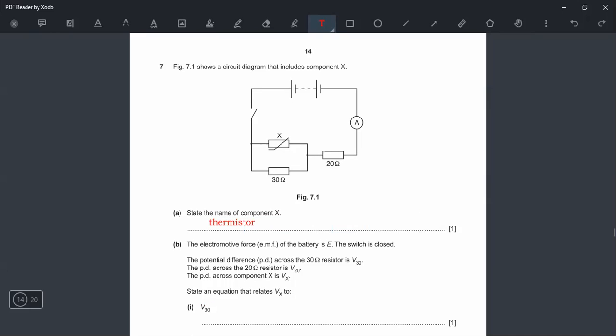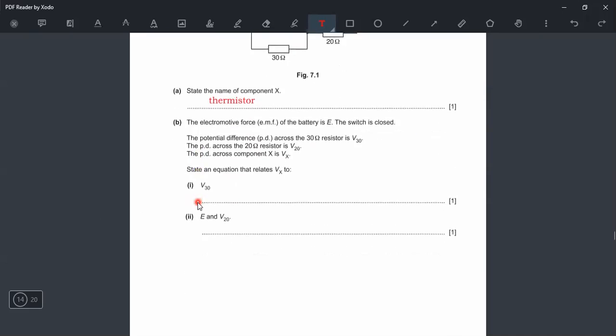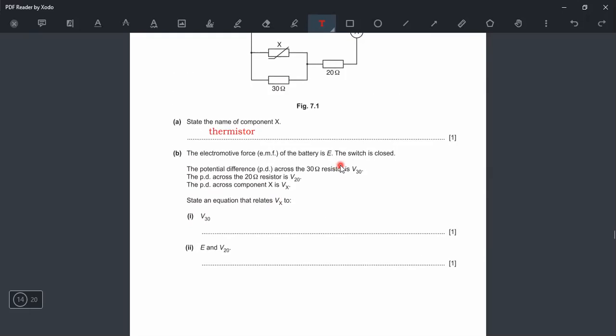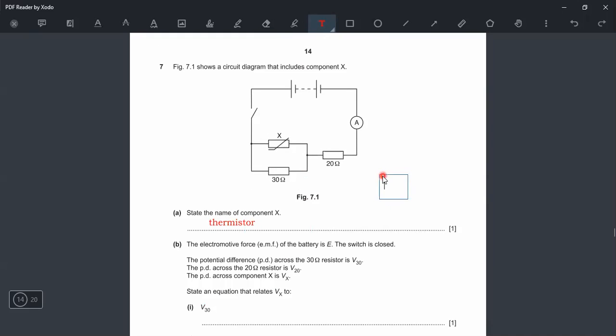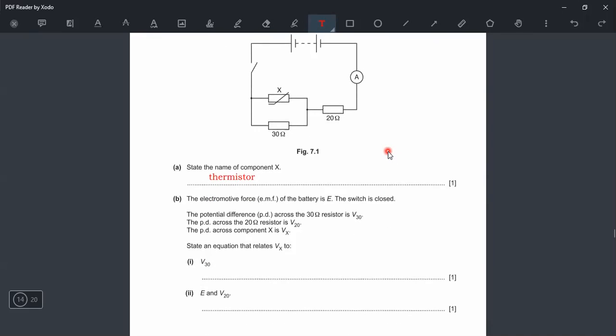So, next. The electromotive force, EMF, of the battery is E. The switch is closed. The potential difference across the 30 ohm resistor is V30, across the 20 ohm resistor is V20, and across X is Vx. State an equation that relates Vx to V30. Okay, wait just a second. Vx is this, and V30 is this. Oh wait, they're parallel, which means they're equal. So Vx is equal to V30.